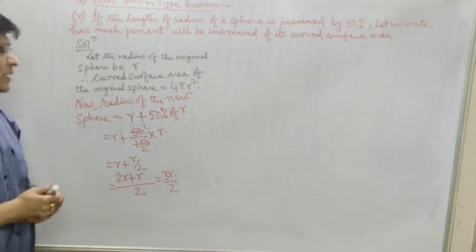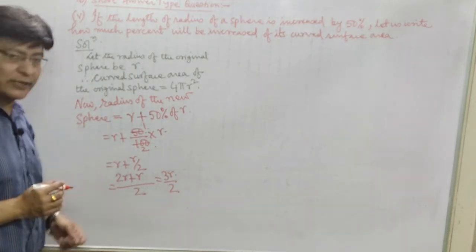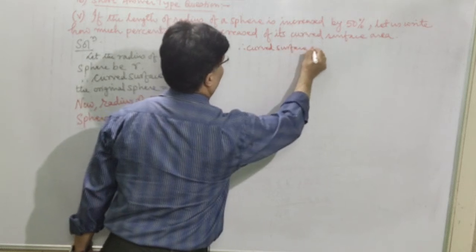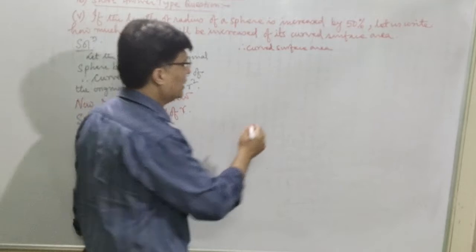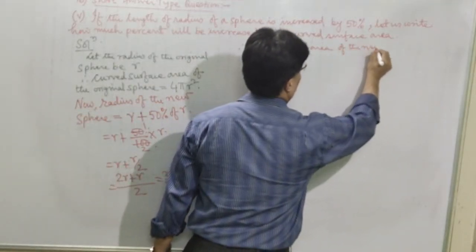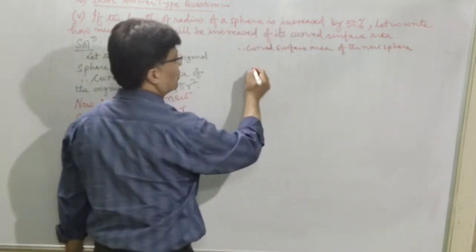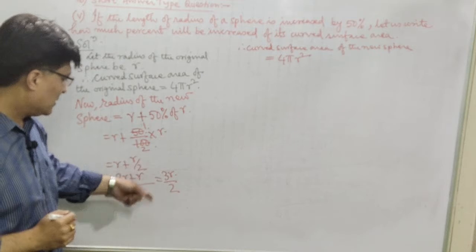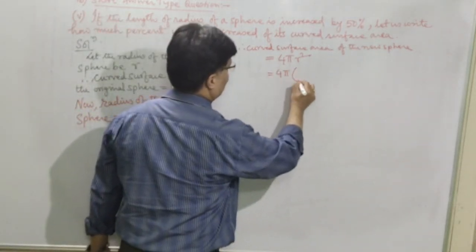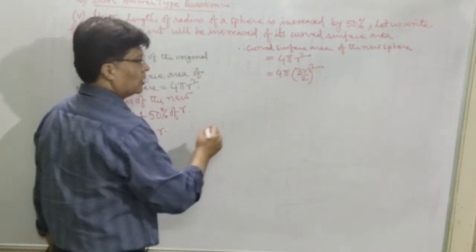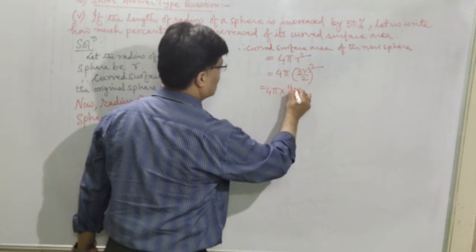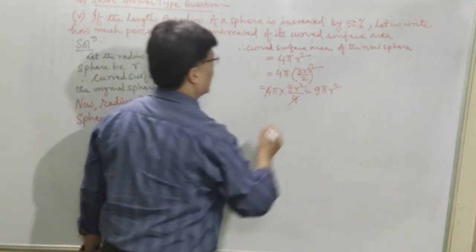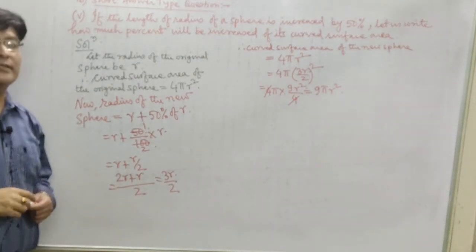Is that clear? So now let us find out the curved surface area of this new sphere. The radius here is 3r by 2. Therefore, curved surface area of the new sphere is equal to, what is the formula first? The formula is 4 pi r square. But in this case, what is the value for r? It is 3r by 2. It is 4 pi into 3r by 2 whole square. So let us simplify it. 4 pi into this is 9r square upon 4. Here 4 gets cancelled, which is equal to 9 pi r square. So what is the curved surface area of the new sphere? It is 9 pi r square.